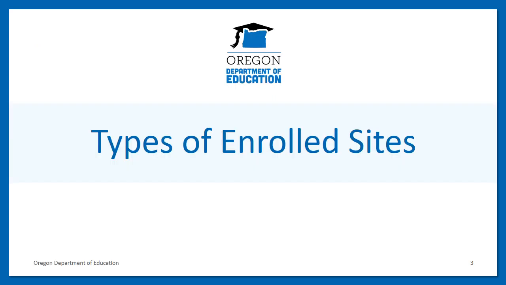To start off, it is important to know about the types of enrolled sites. These types of sites are for enrolled children or an identified group of children only. This is different from an open site, which serves the participants in the community at large. There are two types of enrolled sites that may be approved for the SFSP.